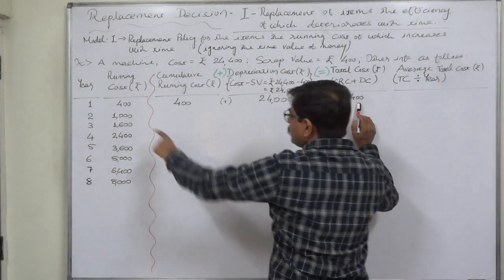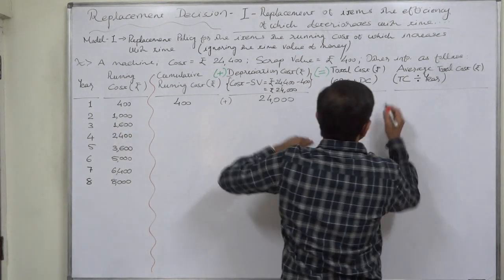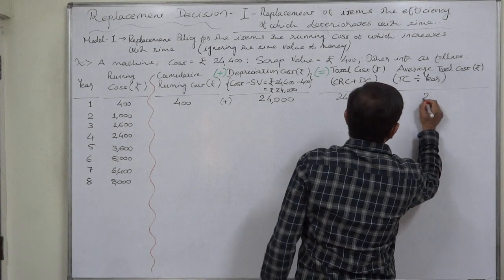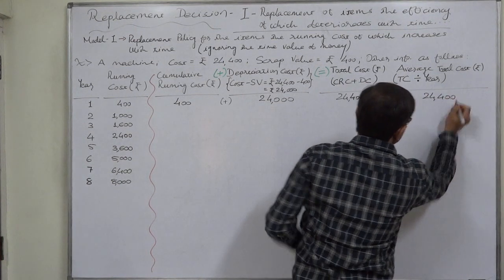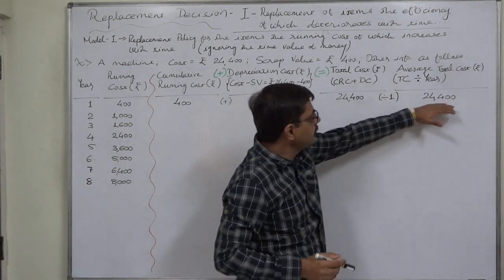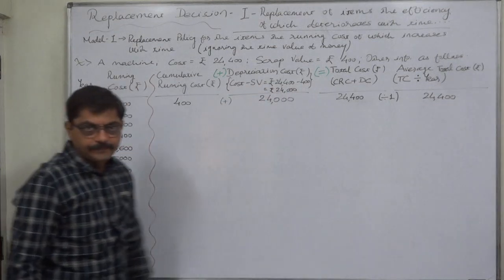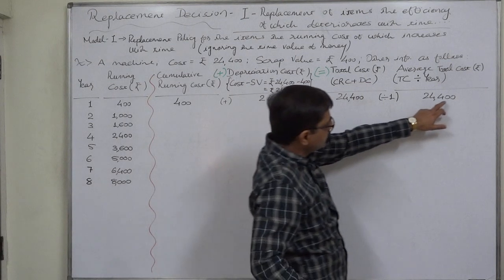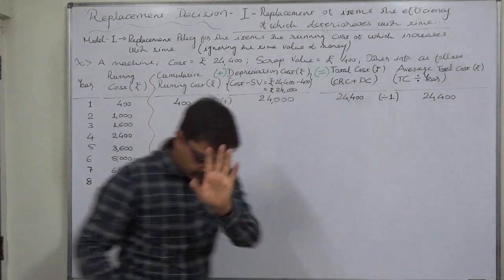Now we have used the machine for only 1 year. So if we divide it by 1 year, that will be 24,400. This is called the average total cost. If we use the machine for 1 year, the average total cost comes to 24,400.